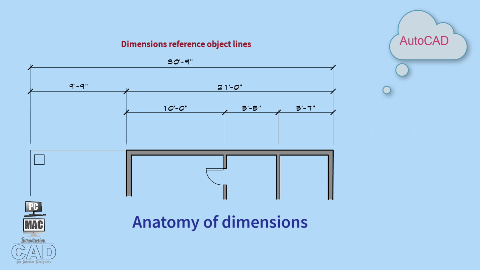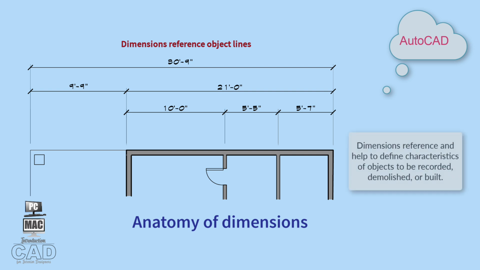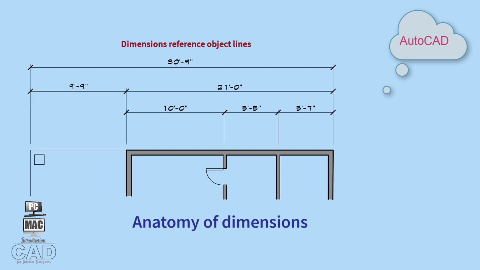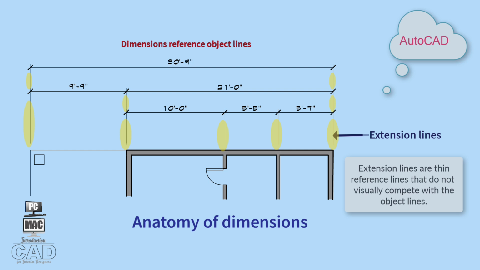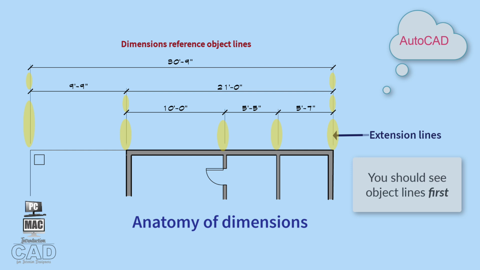Let's take a look at the parts of a dimension notation. All dimensions have some commonalities, which is that there is an object that the dimension references and helps to define to be built. The lines that the dimensions reference are called object lines. Walls, door openings, window openings, and elevations are just a few examples of lines that reference objects. The thin lines that guide your eye to the object lines are called extension lines. Extension lines are thinner in weight or thickness, so that they do not visually compete with the object lines. Object lines should be seen first.